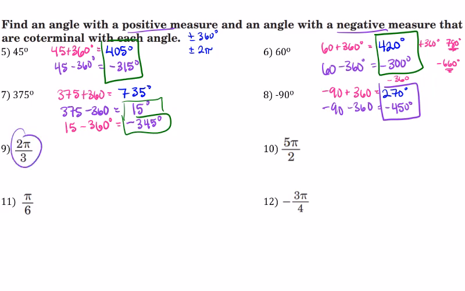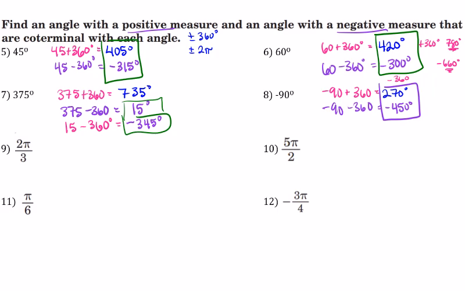All right, now let's take a look at number 9. So here we have radians, excuse me. Remember, notice how we don't see any units here, but because we have a pi involved, it's implied that we're dealing with radians, okay? All right, so if I want to find something that's coterminal to 2 pi over 3, I want to add or subtract 2 pi, okay?